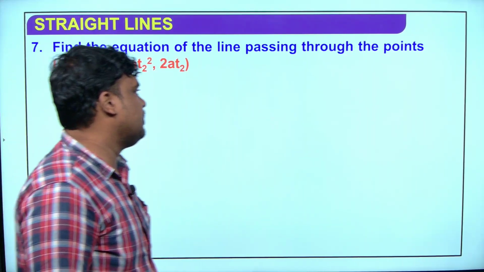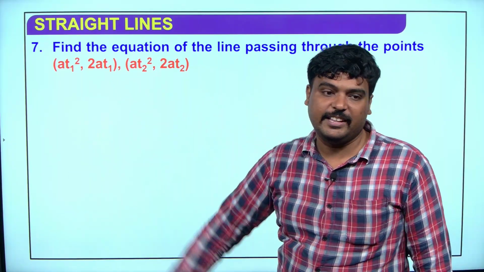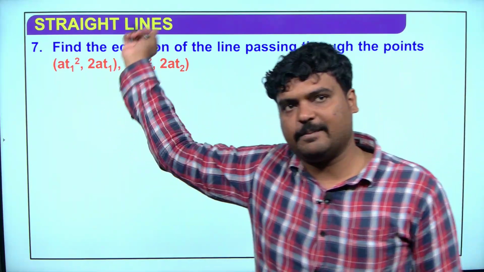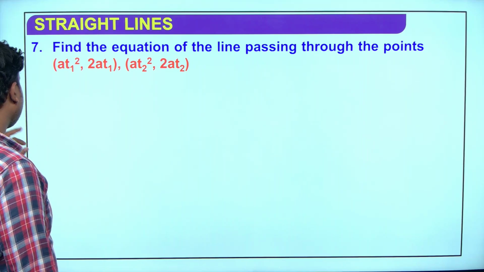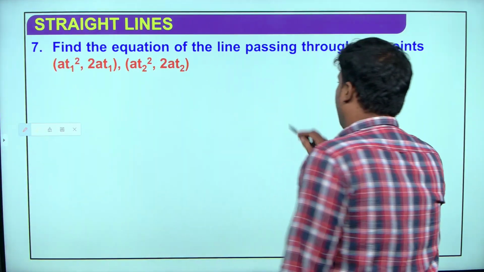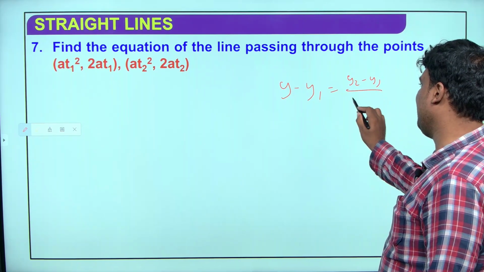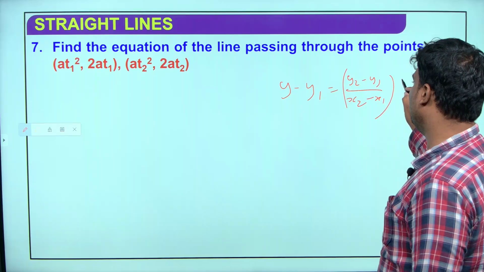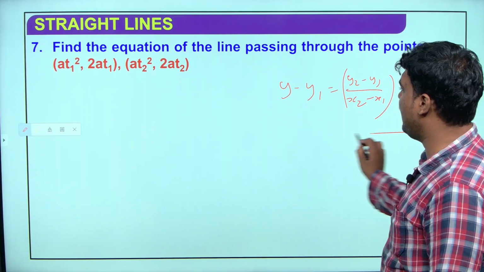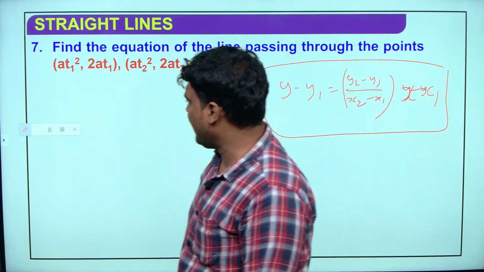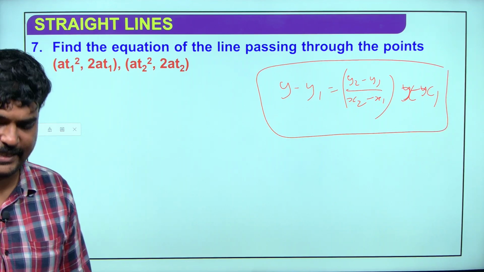Okay, see guys, don't think always the number can come, even variables can come. This is 2 point. This is your homework. Please take it. So you know the equation of line, that is the 2-point form: y minus y1 is equal to (y2 minus y1) divided by (x2 minus x1) into (x minus x1). Okay. So using this formula, please substitute a t1 square comma 2 a t1 and this one, and please send me the answer in the WhatsApp. Okay.